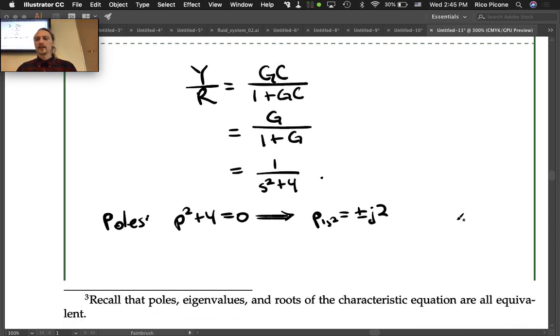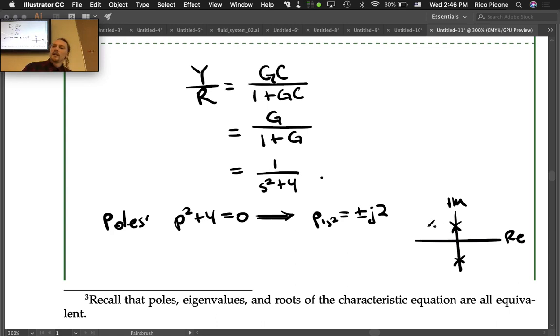Let's look at them in the complex plane. This is the imaginary axis. This is the real axis. So we have a pole here and a pole there, right? So what can we say about the stability of this system? Stable, unstable, marginally stable, can't tell? I'd say marginal because it doesn't have positive or negative real parts.